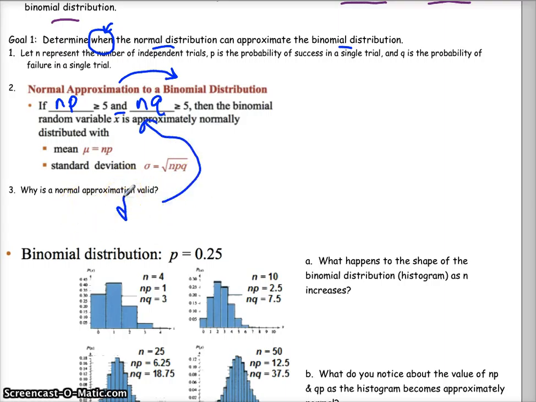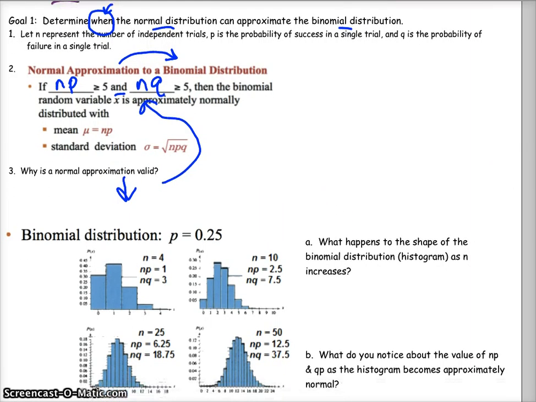And I want you to see that here in these examples, in these graphs. The first graph shows us that n is equal to 4. So we have 4 trials. Notice that n times p and n times q are both less than 5. Well, this graph is skewed right. It is not normal. Okay, as we've learned, when we increase the sample size, we become more normal.